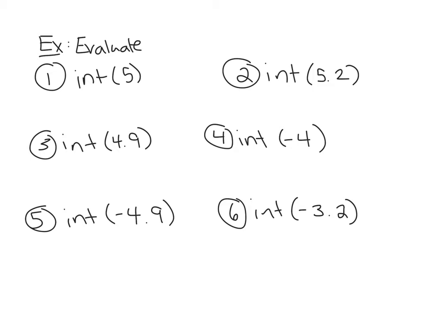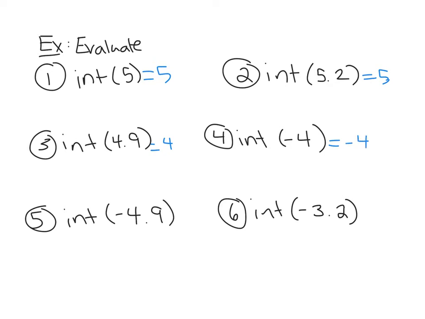For number 1, 5 is already an integer, so our answer is just 5. For number 2, we do not have an integer, so we're going to use the next smallest integer. So 5.2, the next smallest thing is 5 again. For number 3, be careful on this one. We are not going to round this up to -4. We're actually going to go to the next smallest integer, which is going to be -5. For number 4, -4 is an integer, so that's our answer.